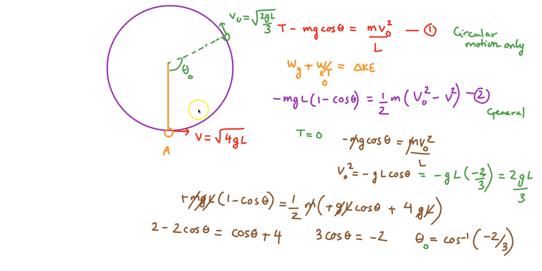So the big learning for me when I first did this was that when you provide a speed of square root of 4gl, the bob goes all the way to an angle of cos inverse of minus 2 by 3, and then the tension becomes 0. So it's effectively like the string no longer exists. Okay, and then this bob is actually in free fall, right? So what kind of motion will a bob execute when it's in free fall?